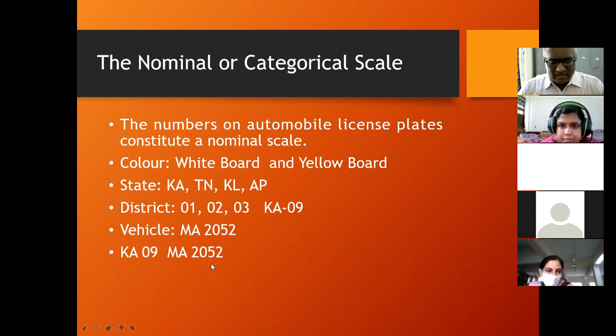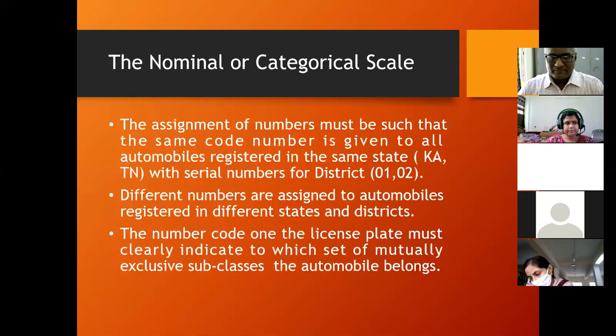Suppose we see in vehicles all over India, the same categorical naming is given here. K09 MA 2052 means the vehicle is registered in Karnataka state, 09 means Mysore district, and the vehicle number is MA 2052. They can identify it. Means we have throughout India a categorical registration for all vehicles. This is one example of how we use the categorical scale to collect the data.